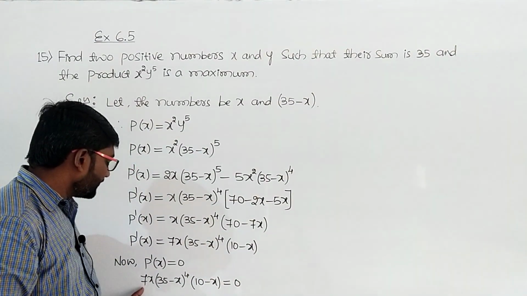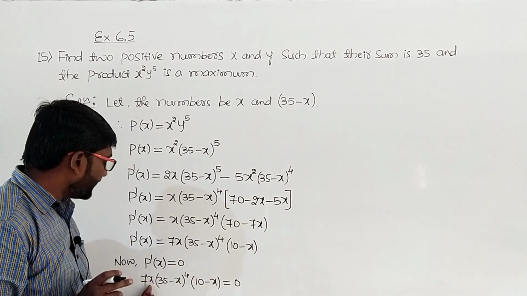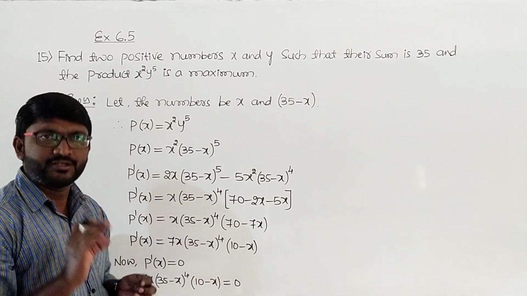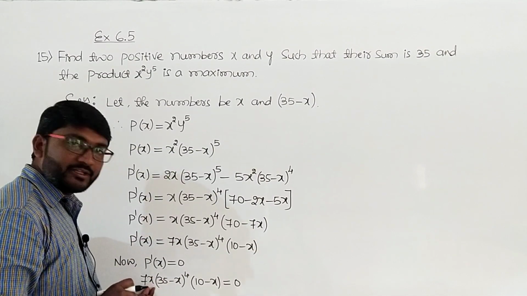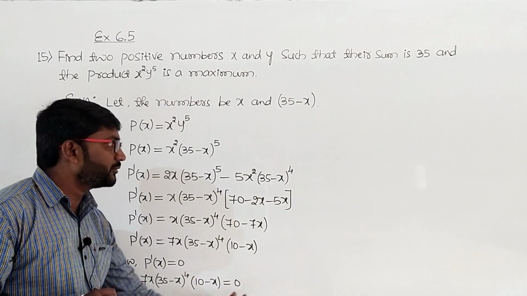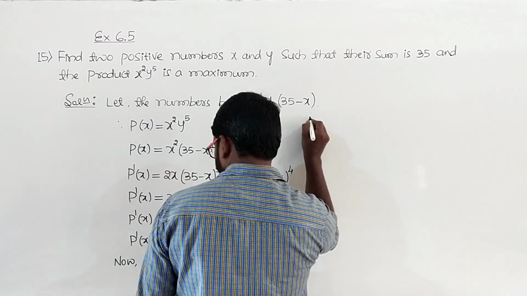So now take 7 to the RHS, it will be again 0. 0 by 7 it is 0. So overall we get x into 35 minus x to the power 4 into 10 minus x equal to 0. So that means we get x equal to 0, and 35 minus x to the power 4 equal to 0, and 10 minus x equal to 0. So overall we get 3 terms here.